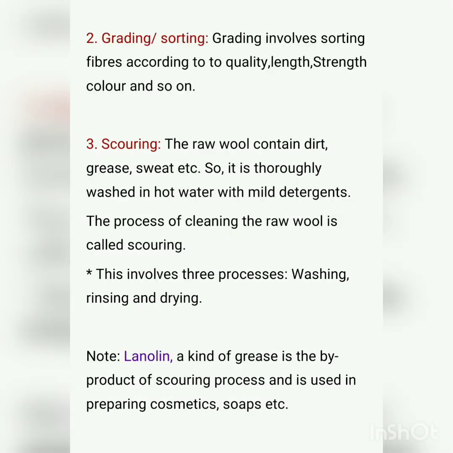Second step in wool processing is sorting or grading, which involves separating of fibers according to their quality, length, strength, color, etc. Then third step is scouring, which simply means cleaning the raw wool, which contains dirt, dust, grease and other impurities, in hot water with mild detergents. After this, also write down the note as shown on the screen.